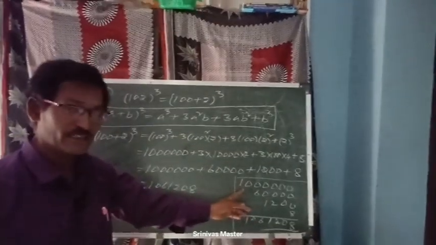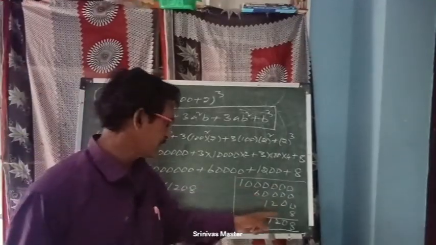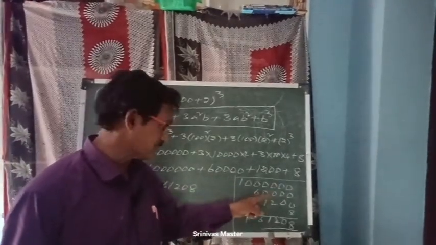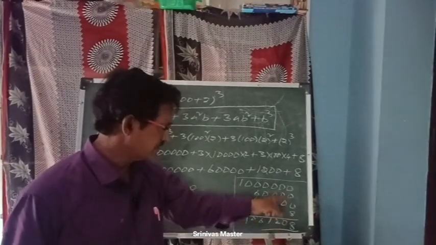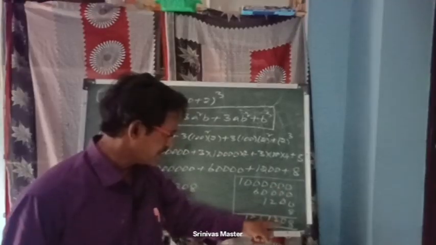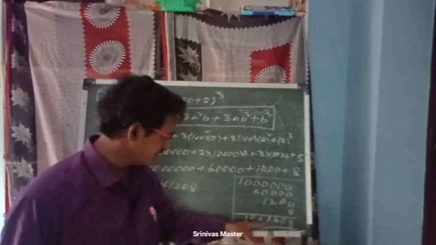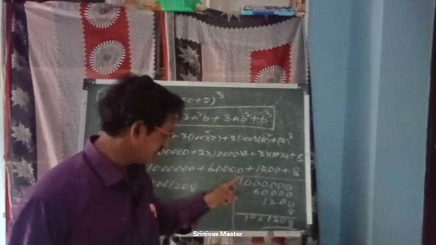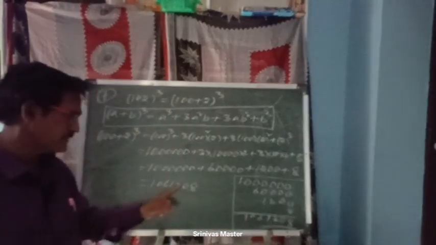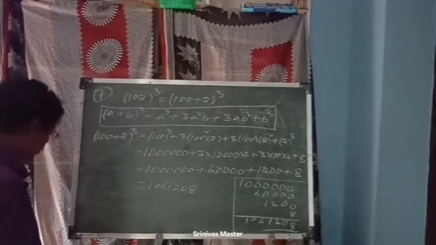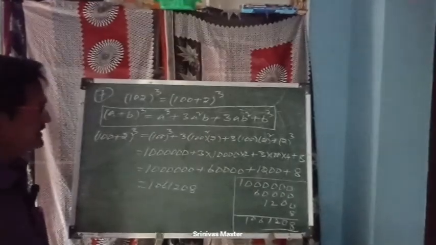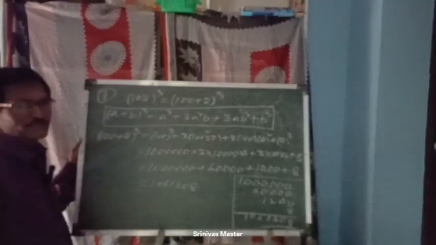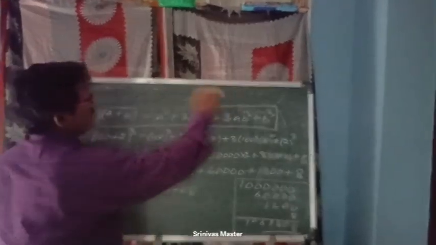Before confirming this answer, just check once whether you wrote correctly or not. Here 1 after 6 zeros are there. Next one is 60,000. You can see the places here. Next 1200. Next 8. Here 8 will be there. Here 0. Here is 2. Here is 1. Here is 6. Here is 0. Here is 1. 1 0 6 1 2 0 8. So this is the result of the given question, children. So this is the expansion of a plus b whole cube. Still we see, children.